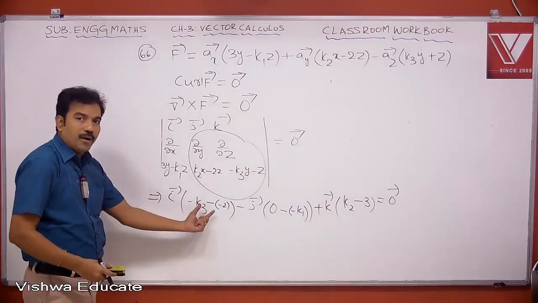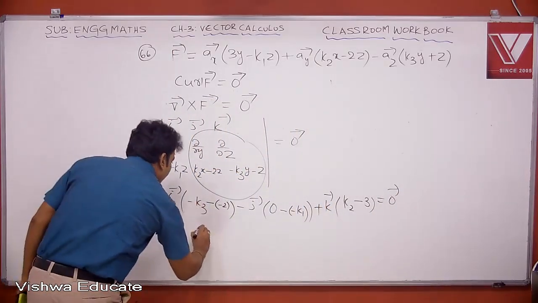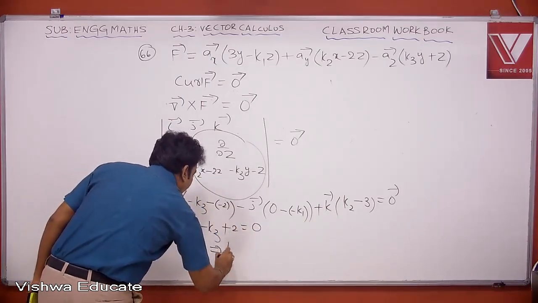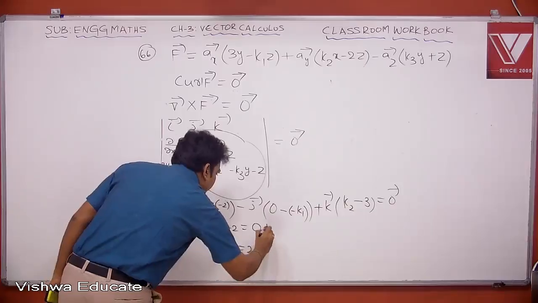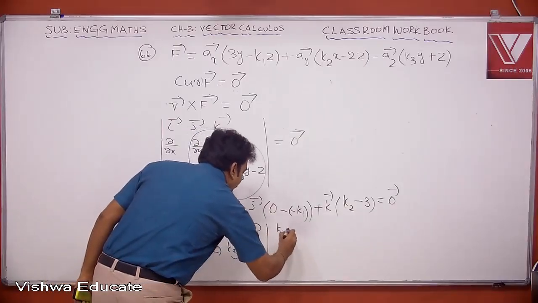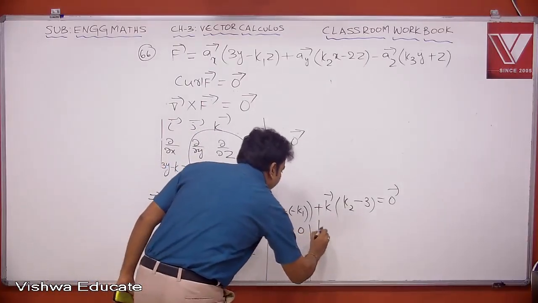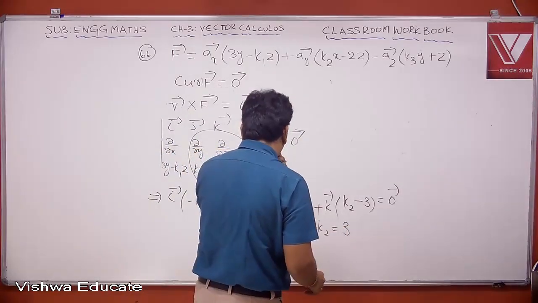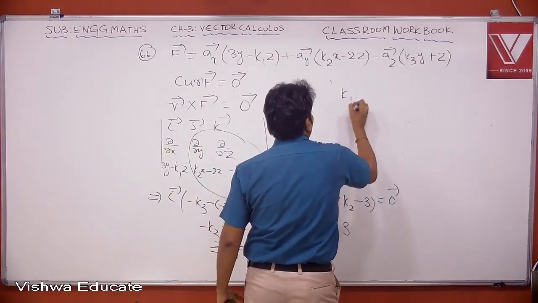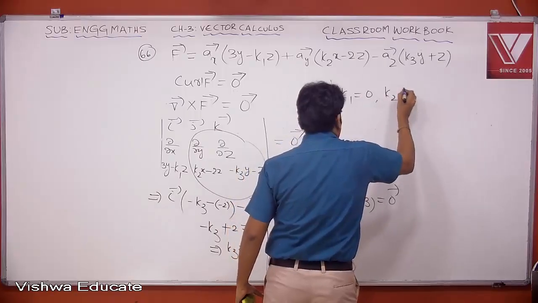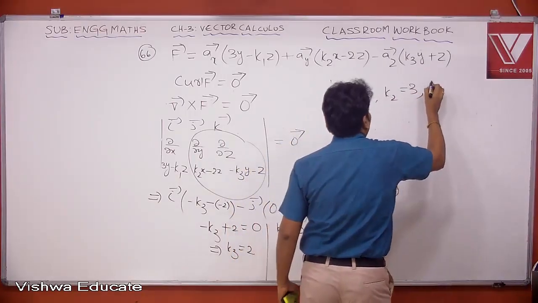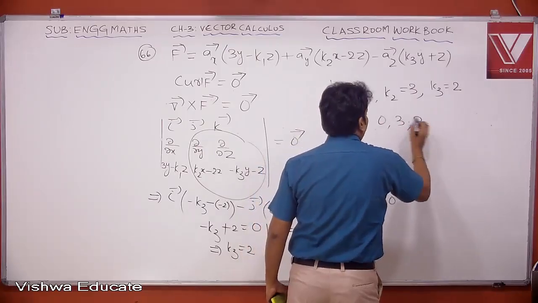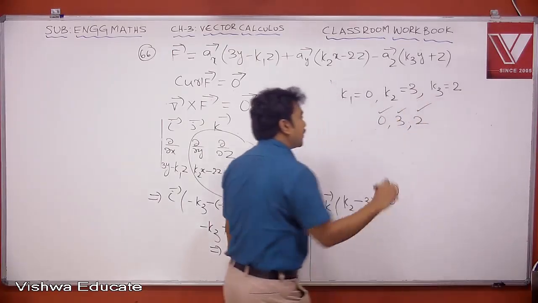Therefore make each component equal to 0. This is minus k3 plus 2 equal to 0. This implies k3 equal to 2. Here k1 equal to 0. Here k2 equal to 3. So what is my k1 value? k1 value is 0. k2 value is 3. k3 value is 2. So the values are like this: 0, 3, 2 respectively.